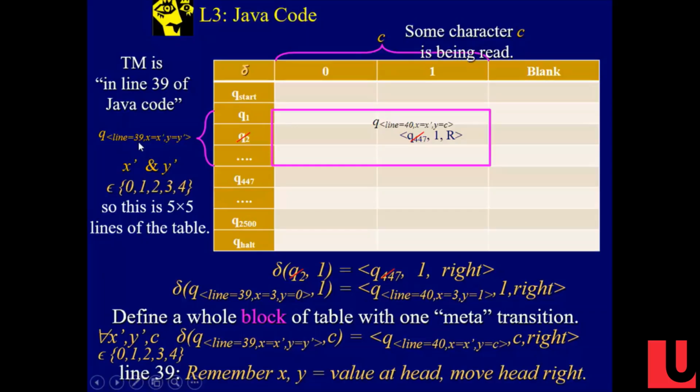I'm in line 39. X has some value between 0 and 4. Y has some value between 0 and 4. So that's 5 times 5. There are 25 lines here. That's how many states are here. And then how many values of C are we considering? 2, 0 and 1. So now there are 2 values of C. So we're going to fill in a table 25 by 2, even though it looks like it's the other direction.